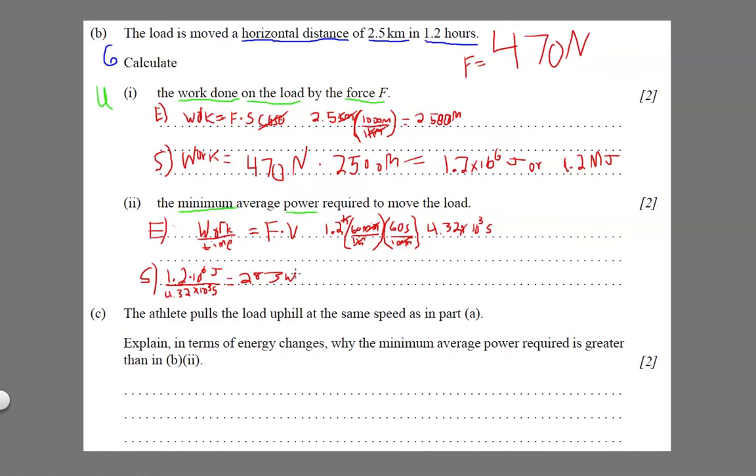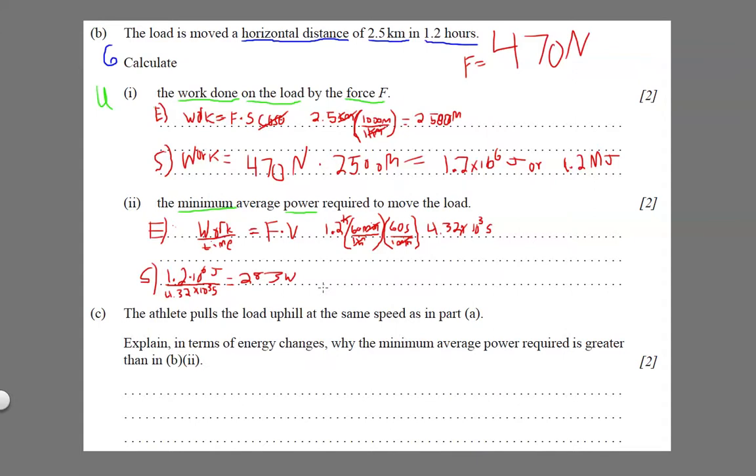The answer that they had was about 270, and when I solved it using the force times velocity, I actually got 270 watts. You could also write this as 283 joules per second. I would accept that as an answer. A watt is a joule per second. Power is a rate. It's the amount of energy per second or the amount of work done per second. To write a sentence for this, I would say that the minimum average power required to move the load is 283 watts.